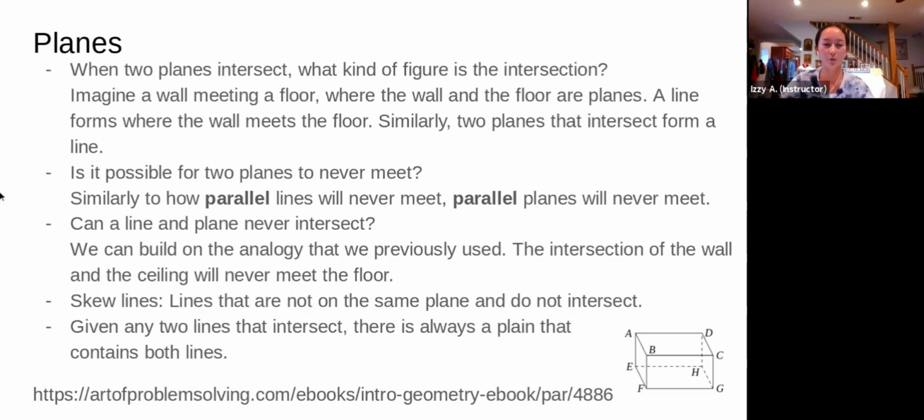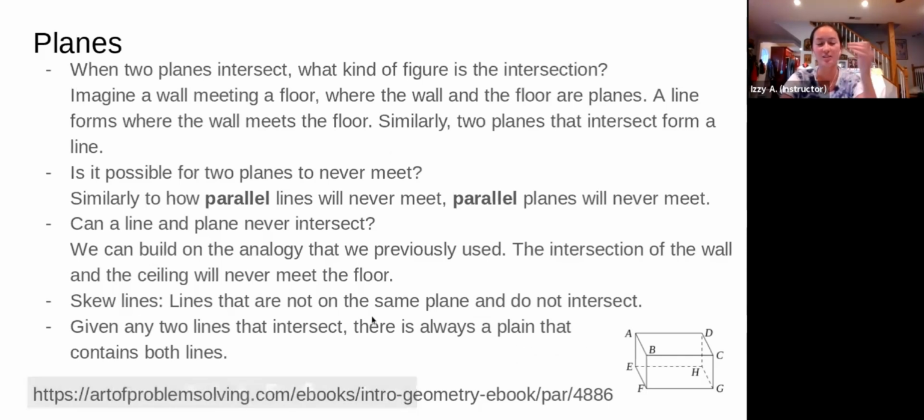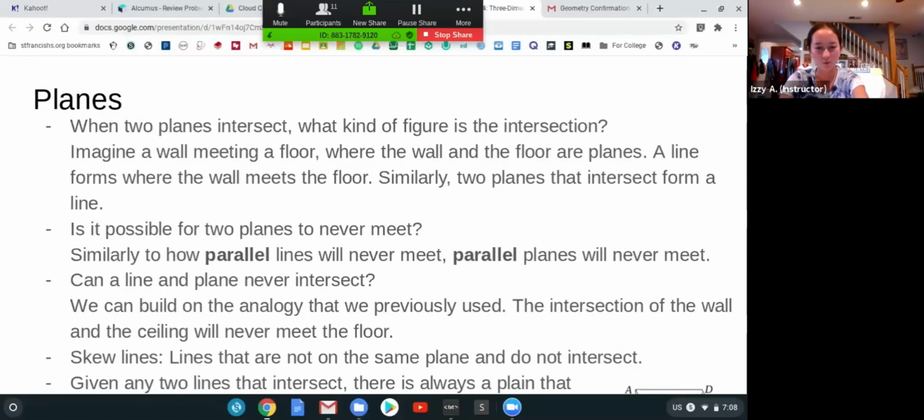Can a line and a plane never intersect? We can build on the analogy that we previously used, and the intersection of the wall and the ceiling will never meet the floor. So similarly to that, a line and a plane can never meet each other. And skew lines are lines that are not on the same plane and do not intersect. And given any 2 lines that intersect, there's always a plane, P-L-A-N-E, that contains both lines. I will fix that.